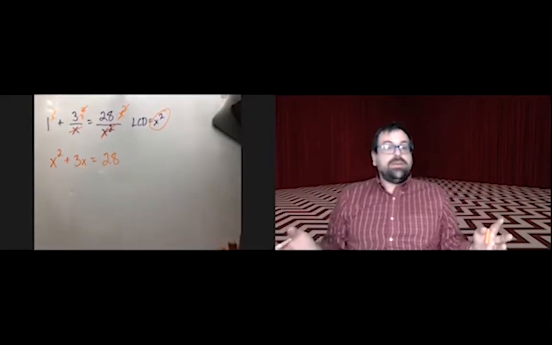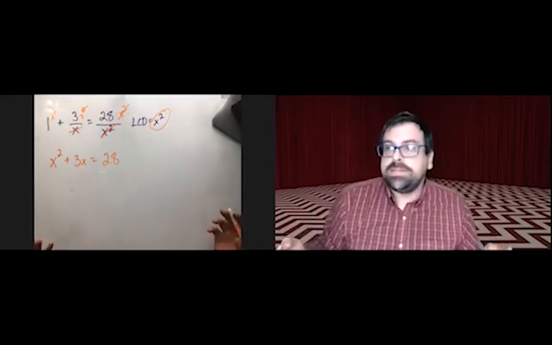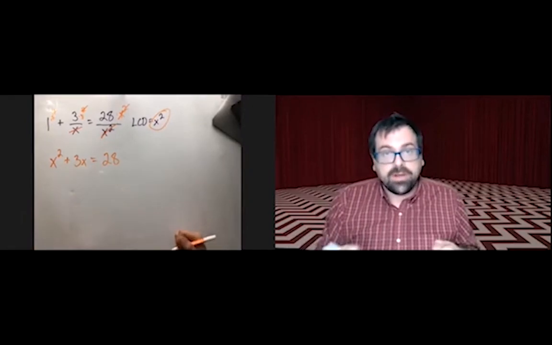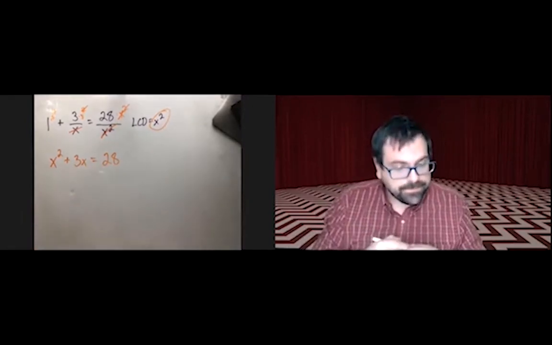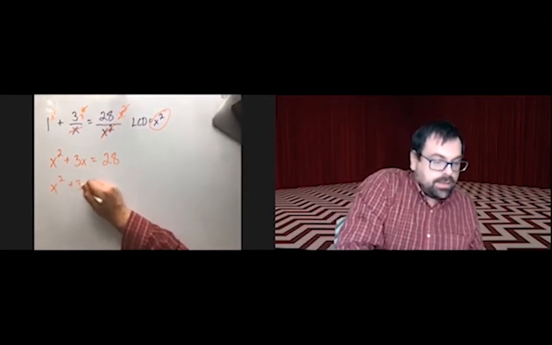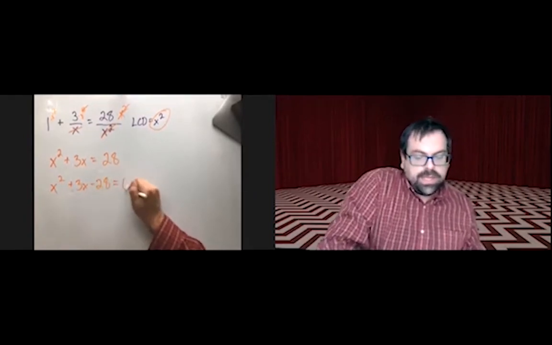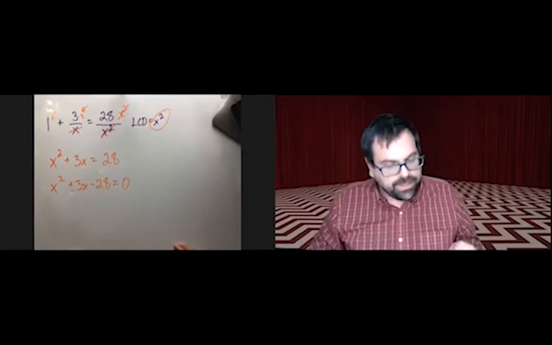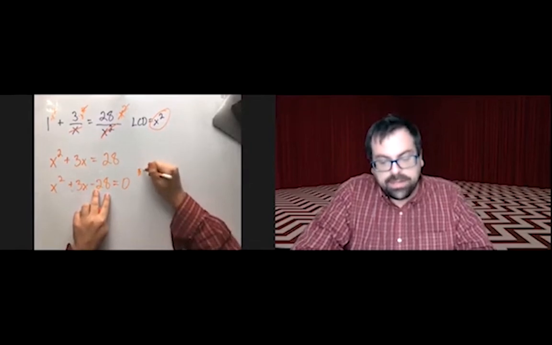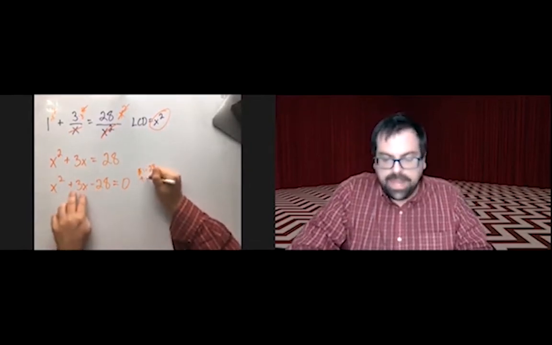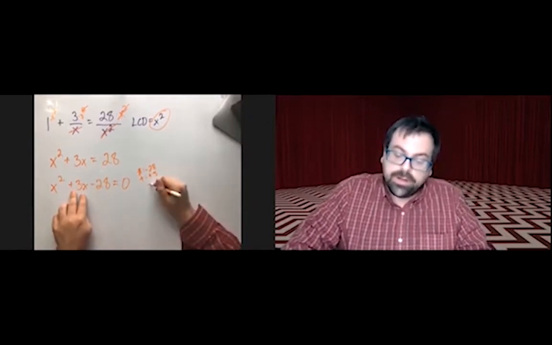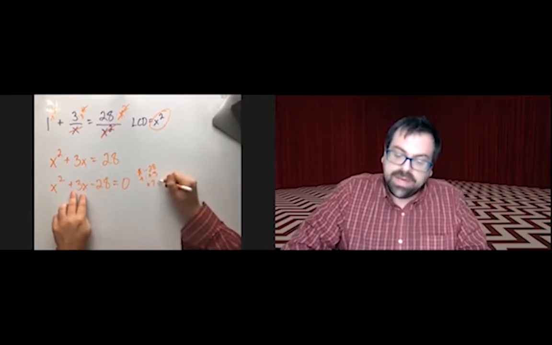The quadratic equation. How do we solve these? Everything on one side, 0 on the other. Factor if we can to solve, otherwise use the quadratic formula. So everything on one side, subtract 28, 0 on the other. Can we factor this? Yes, we need numbers that multiply to negative 28 and add to positive 3. These numbers are positive 7 and negative 4.